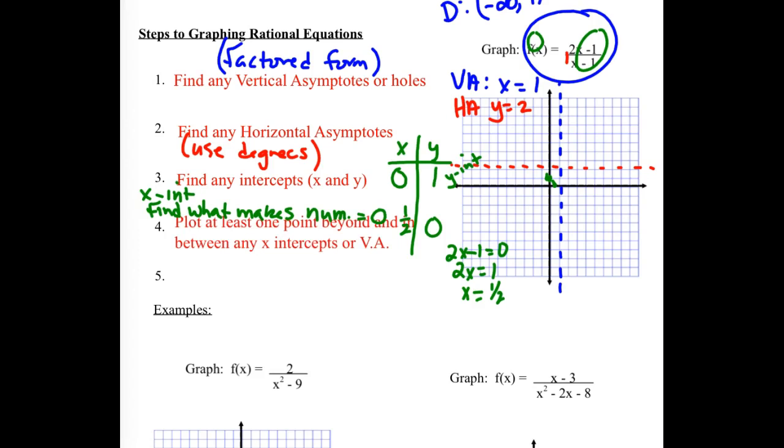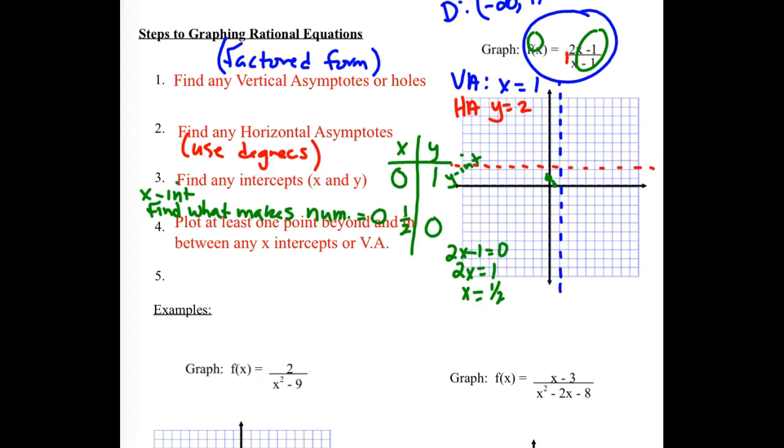Plot at least one point beyond and in between any x-intercepts or vertical asymptotes. You have to have enough points that you know what this shape looks like. And keep in mind that rational functions often have multiple branches to them. That's why we have all those asymptotes in there to kind of separate the pieces.